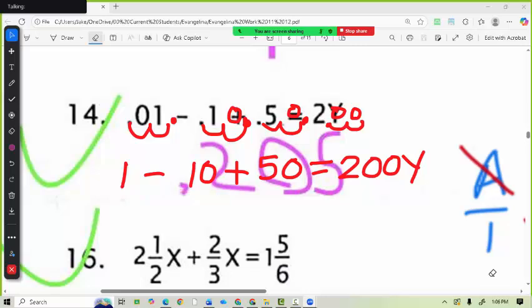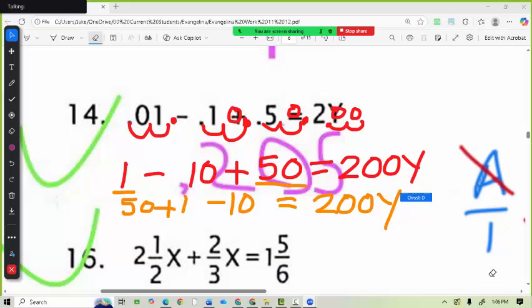group the positives together. So let's go ahead and do that. Positive, positive. So 50 plus 1, and then group the negatives together, negative 10, and then 200y is just by itself over here anyway. And now we add the positives, that's 51, take away 10 equals 200y. And now we use the mixed sign rule because we have a positive 51 and a negative 10, and that's going to be 41. 41 equals 200y.